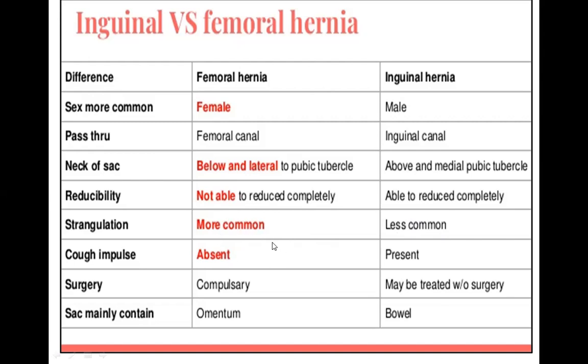Strangulation is more common in the femoral hernia. Cough impulse is absent in the femoral hernia, while it is present in the inguinal hernia. Surgery is compulsory for the femoral hernia. Inguinal hernia may be treated conservatively, or you can wait and watch for the surgery. Sac mainly contains omentum in the femoral hernia, while in the inguinal hernia, sac mainly contains bowel.